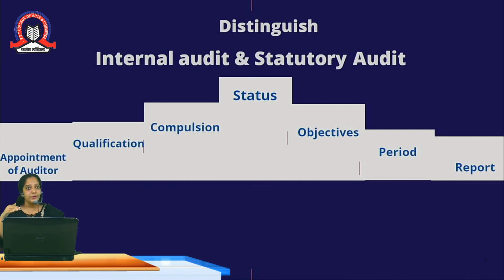So in this video we have seen the types of audit on the basis of authority, and also the distinction between the internal audit and external audit, and also the audit of the company and the audit of the firm.